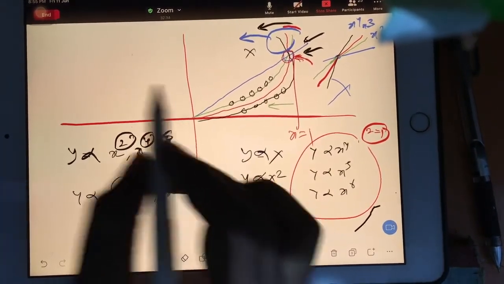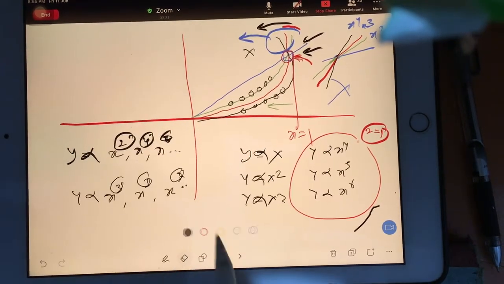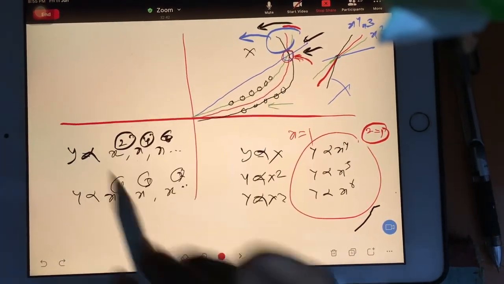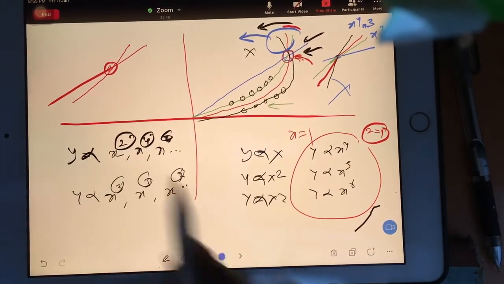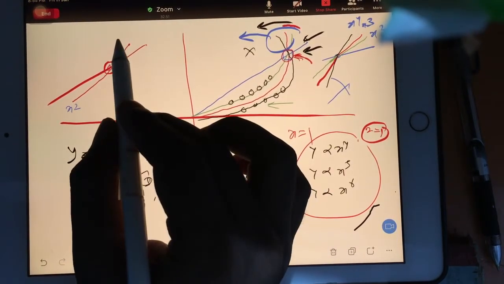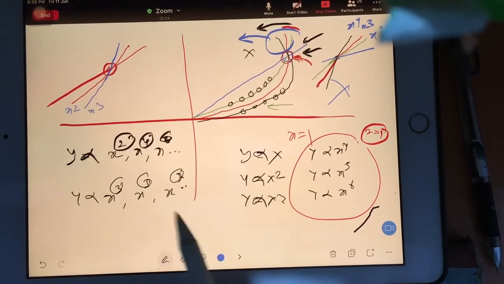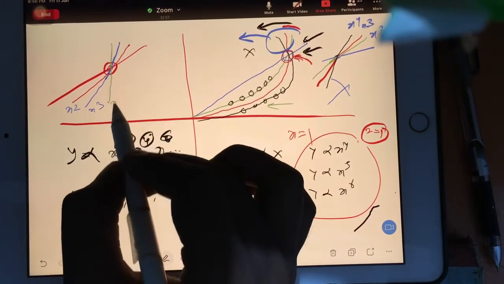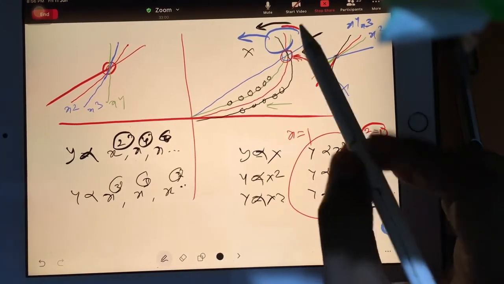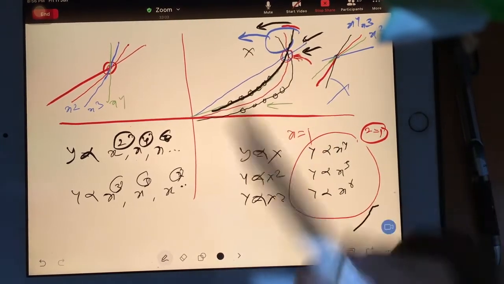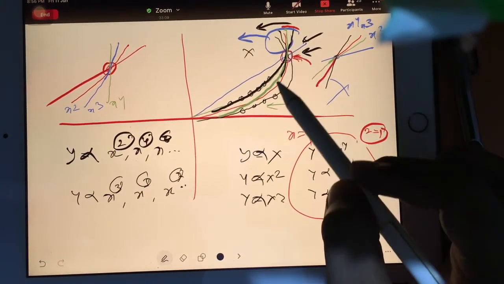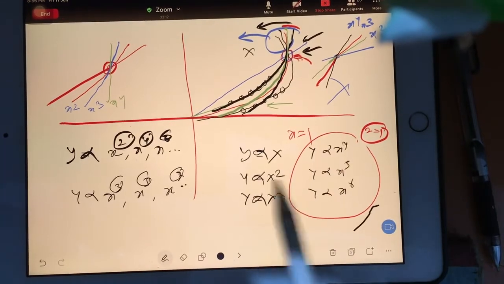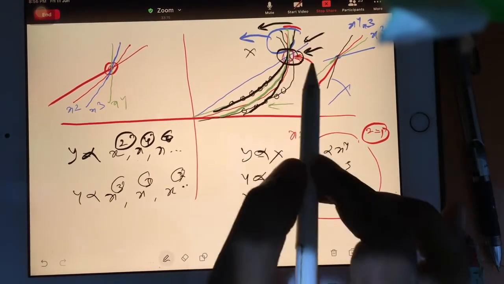I'm trying to say that this is my line, and this is the intersection point. This is your x square curve, this is your x cube curve, and this is your x power 4 curve. The green line is the x square line, the red line is the x cube line, and the next line is the x power 4 line. I hope you understood how the curve is growing after the intersection.